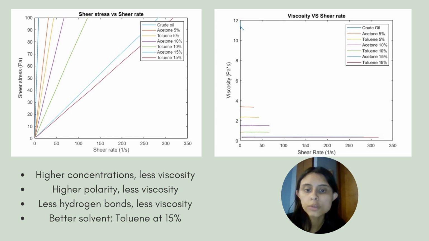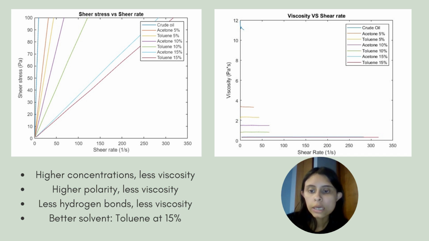But now, in terms of which is the most effective solvent that will successfully decrease the viscosity of the crude oil, it is seen that toluene at 15% is the better choice. In comparison to acetone, toluene is more polar and doesn't form hydrogen bonds. This gives a significant reduction to the viscosity of the crude oil. The bonds of the asphaltene will be less strong and the crude oil will be easier to manipulate and transport.